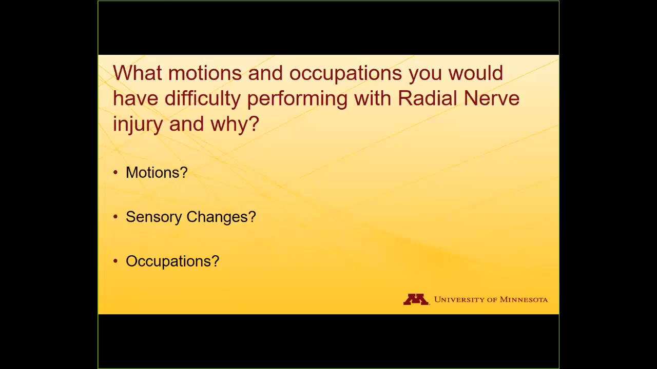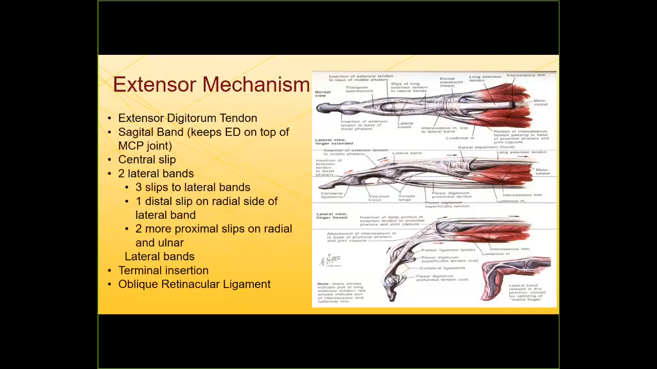Okay, so we need to keep on moving. The next thing I wanted to talk about is the extensor mechanism. And this is a fascinating thing. We're going to talk about that right before we transition into the ulnar nerve. So the extensor mechanism has the following components to it.